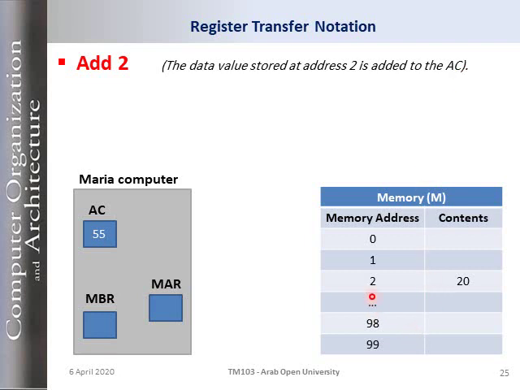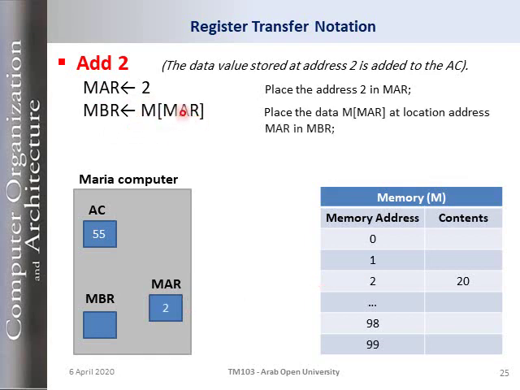So what do we have in memory address 2? 20. 20 has to be added to the accumulator, so the answer should be 75. Let's see how it's done. First, we need to put the address in the memory address register. The address is 2. We'll store it in the memory address register.